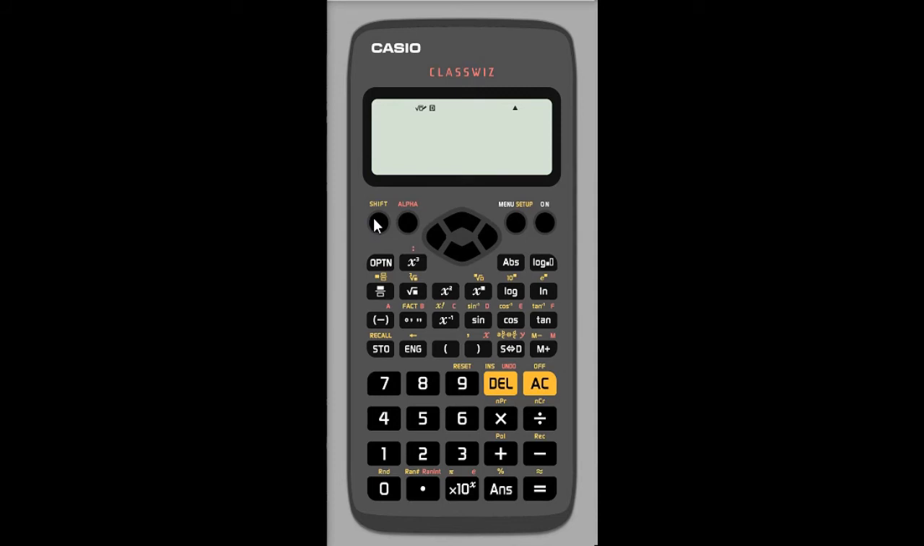On the calculator, Shift Tan, and you'll notice this little -1 up here that tells us we're finding the angle. 8 divided by 10, close brackets, equals, there's our answer.